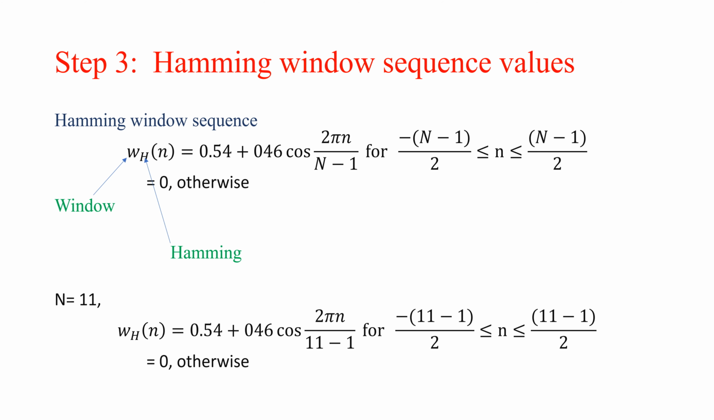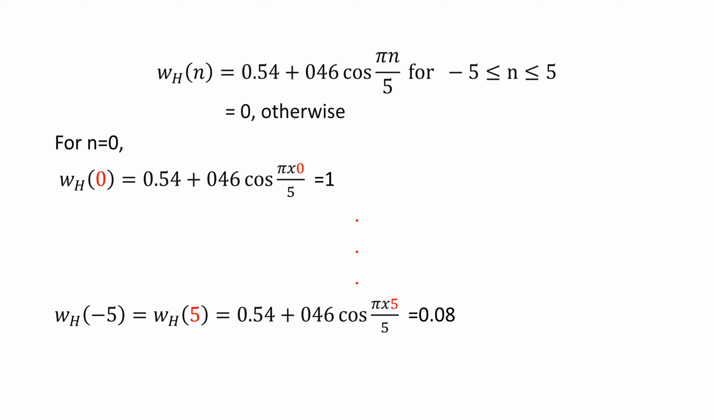Now the third step is we have to find Hamming window sequence values. First, let's take the Hamming window sequence. That is given as W capital H of n. Capital H indicates that this is Hamming window. W indicates that it is a window function. Now in the place of capital N, we will substitute 11, and then we can simplify it. Then we will get a simplified function.